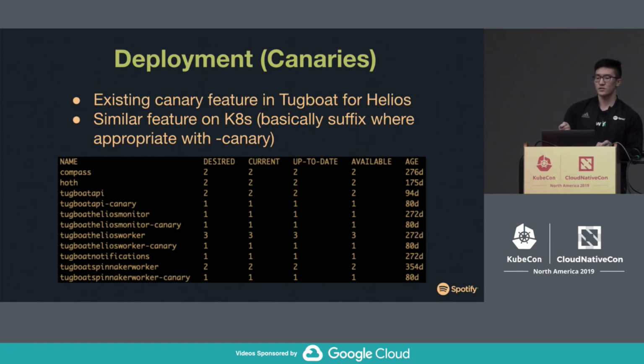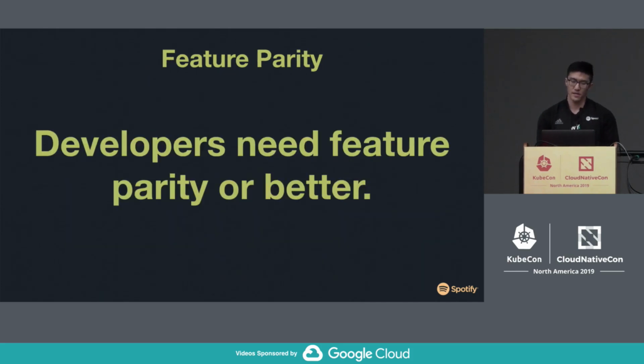So this was an existing feature that we had in Tugboat for Helios. Basically, developers would specify that they want a canary for their deployments, and it would deploy to that first, and then it would receive production traffic, and then you would hit a button to advance that to the rest of the production hosts. So we built a similar feature on Kubernetes via Tugboat, where we would basically have Tugboat deploy out a separate set of resources, suffixed with -canary, for the resources that were appropriate, but in a way that these replicas would still get production traffic. And so the takeaway here is that for your offering, developers need feature parity or better.